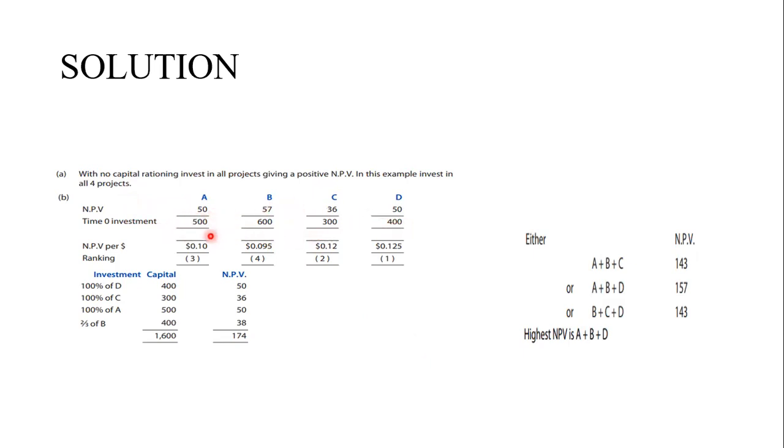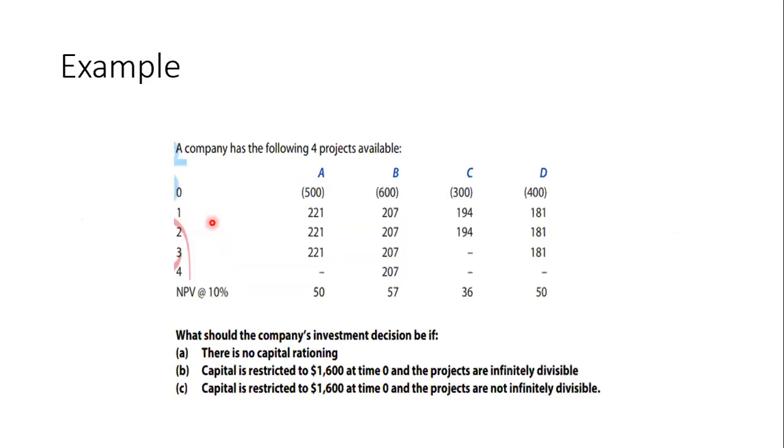And then once you are done with that, you calculate your profitability index. That is your NPV divided by the capital requirements, right? So for A, you have a capital requirement of what? 500. You have a capital requirement of 500. Let me verify that. A is 500. Okay.